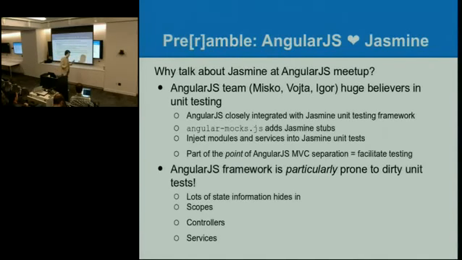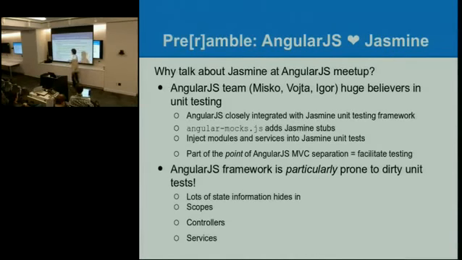Now, before I begin, I want to answer what might be a semi-obvious question, which is why bother talking about unit tests, in particular the Jasmine unit test framework, at an AngularJS meetup. The bottom line is that Angular is written with the intent for unit testing from the ground up. The AngularJS team, Misko, Vojta, Igor, and so on, are huge fans of unit testing in general, and Jasmine in particular. And AngularJS is written with unit testing hooks specifically for the Jasmine framework, all built in.